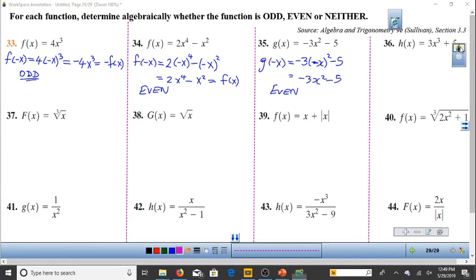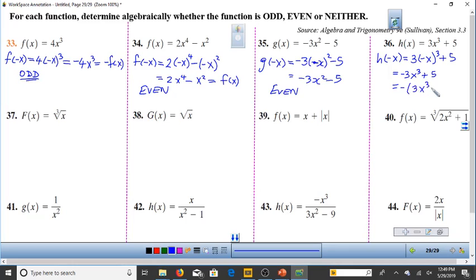For number 36, I replace my x with negative x, and I simplify. And I do not get the same as the original expression. And when I factor out negative 1, what's in the parentheses is not the same as the original expression either. So it's not an even function, and it is not an odd function. So we're talking about a function that is neither.